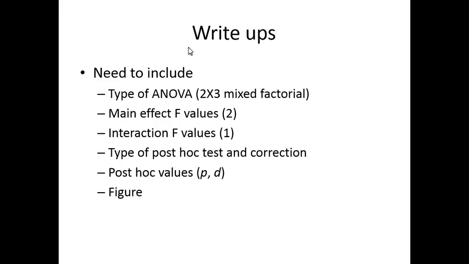You have 2 main effect F values, 1 interaction F. Which type of post hoc and correction did you use? So independent T in this example with Tukey. Your post hoc values, you got P and then Cohen's D. And that will really depend on which way you go. So if you do independent T, it's Cohen's D. If you do dependent T, it's D average or D diff. And then a picture.